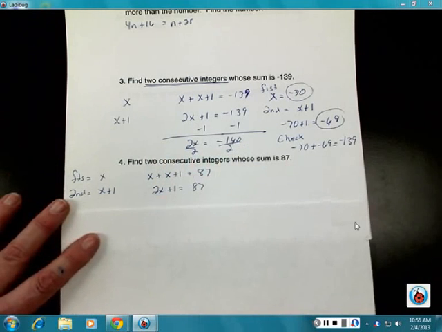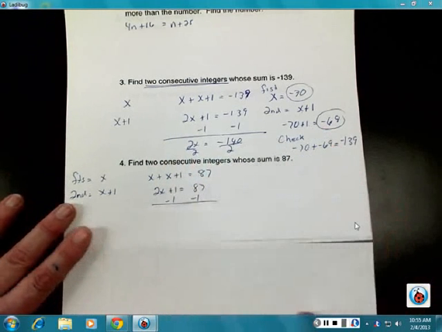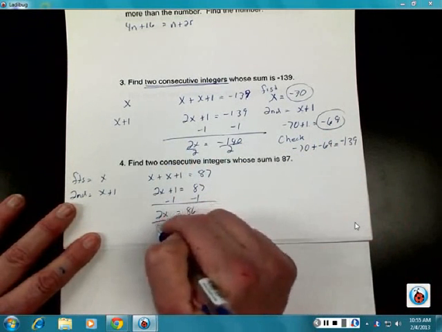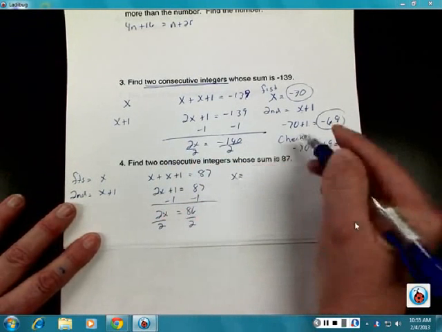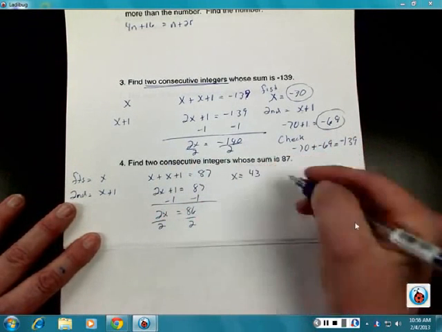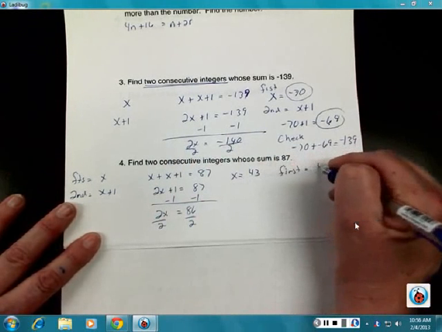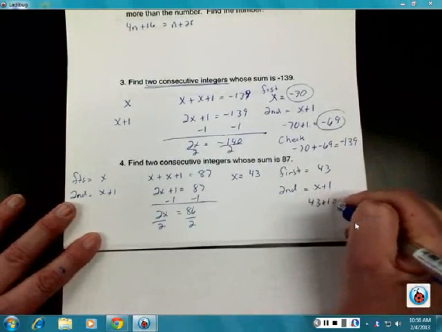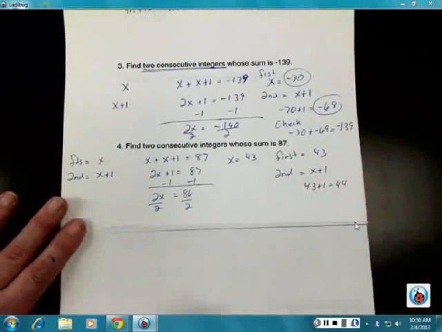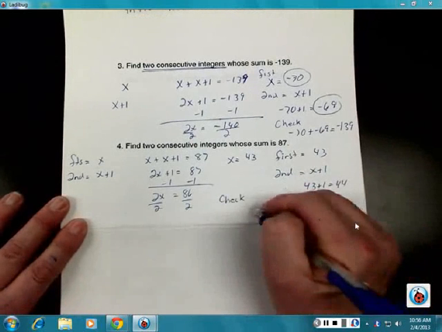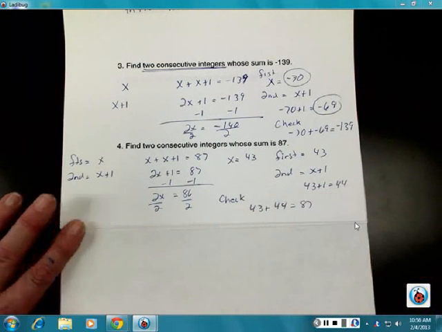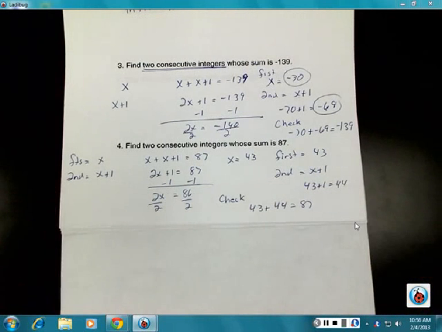I think so. Okay. Subtract 1, which leaves me with 2x equals 86. Divide by 2, and I find x is equal to 43. So the first is 43. The second is x plus 1, or 43 plus 1, or 44. And the check: 43 plus 44 does equal 87. Okay? Yes or no? We good? Good, yes.